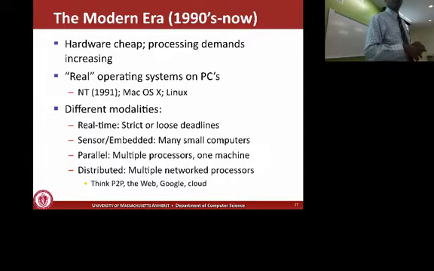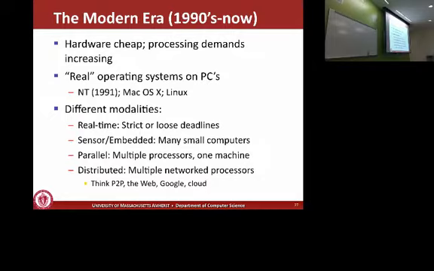So now we are in the 1990s and 2000s and so on. Hardware has become really cheap. Now you don't have one machine per user. You actually carry multiple devices that all have processors and run their own OS. You have a phone, you may have a tablet, you may have a laptop and so on.